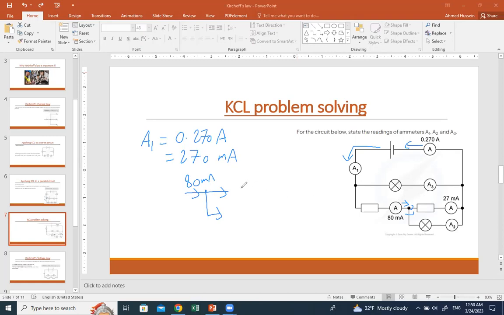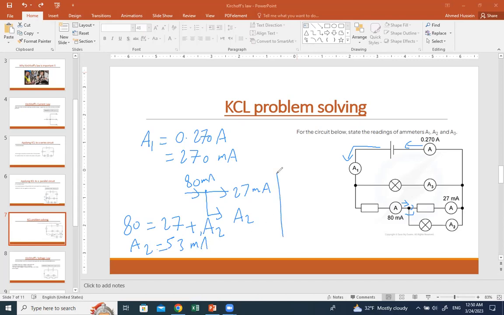This is 80 milliampere, and it is divided into 2 branches here. One branch is 27 milliampere, and the other is unknown, which is A2. From here, we can calculate A2 easily. So we can say that the 80 milliampere equals 27 plus A2. And if we subtract 27 from both sides, we will have A2 equals 80 minus 27, which equals 53 milliampere.